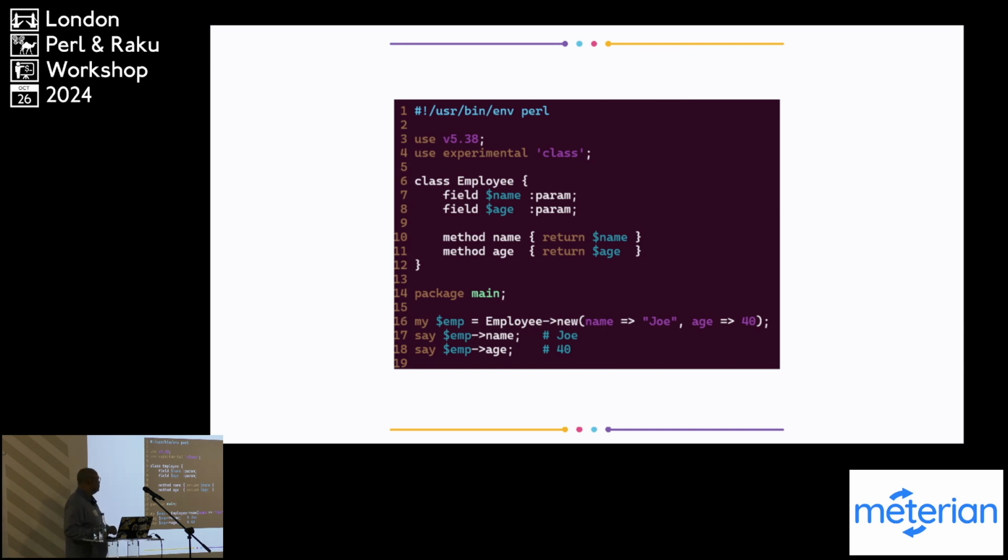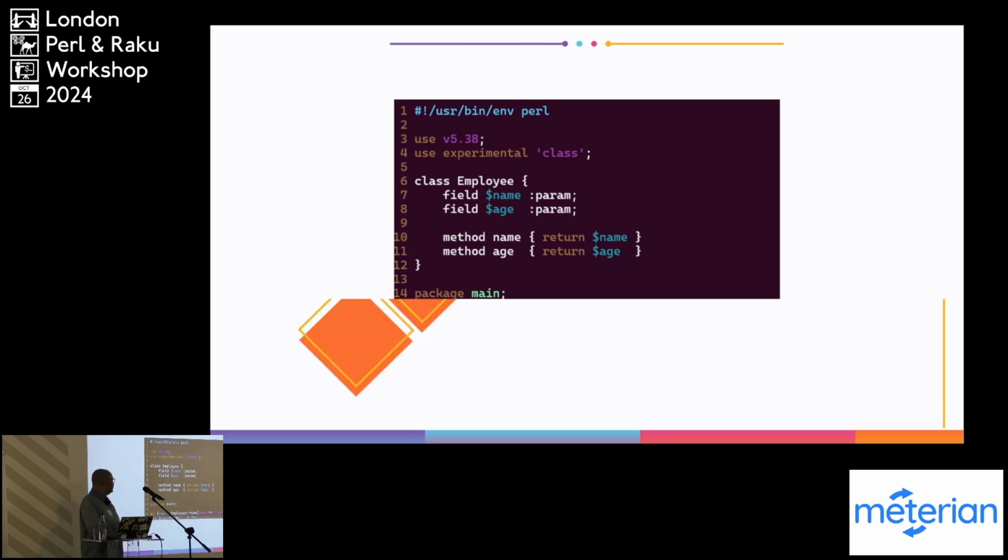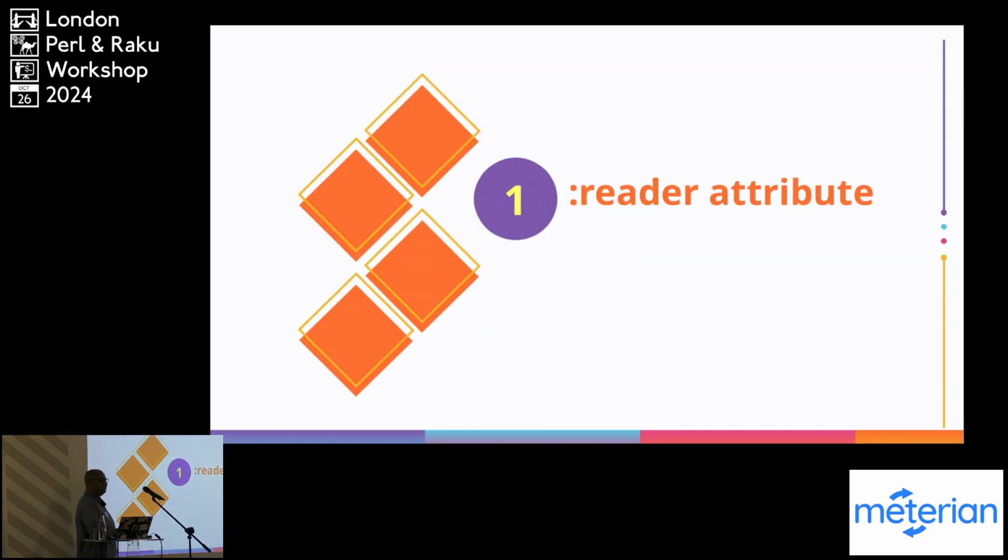One thing that I found missing in this release was not being able to avoid creating those getter methods. So I thought the following release solved this problem by having a :reader attribute that replaces these last two lines. So you don't need to do this. That was the first feature of 5.40 that was added, and it will help me avoid creating getter methods.